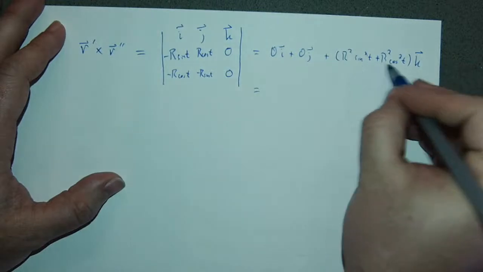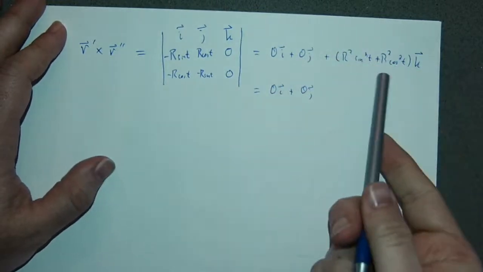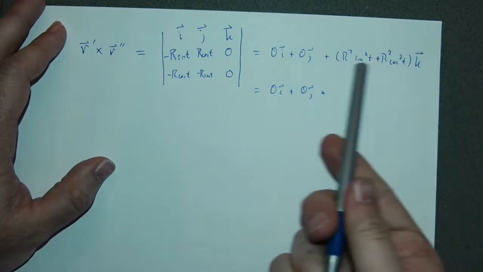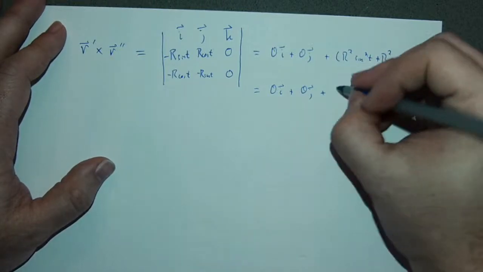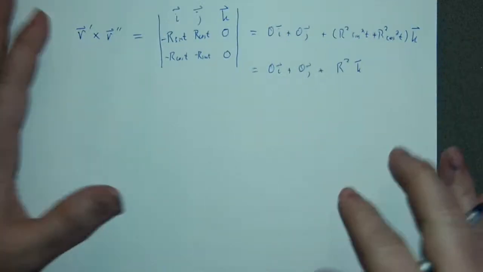Of course, I can simplify this a little bit. So this is 0i plus 0j. If I factor out an r squared there, I'm left with sine squared t plus cosine squared t, which is 1. So this is plus r squared k.